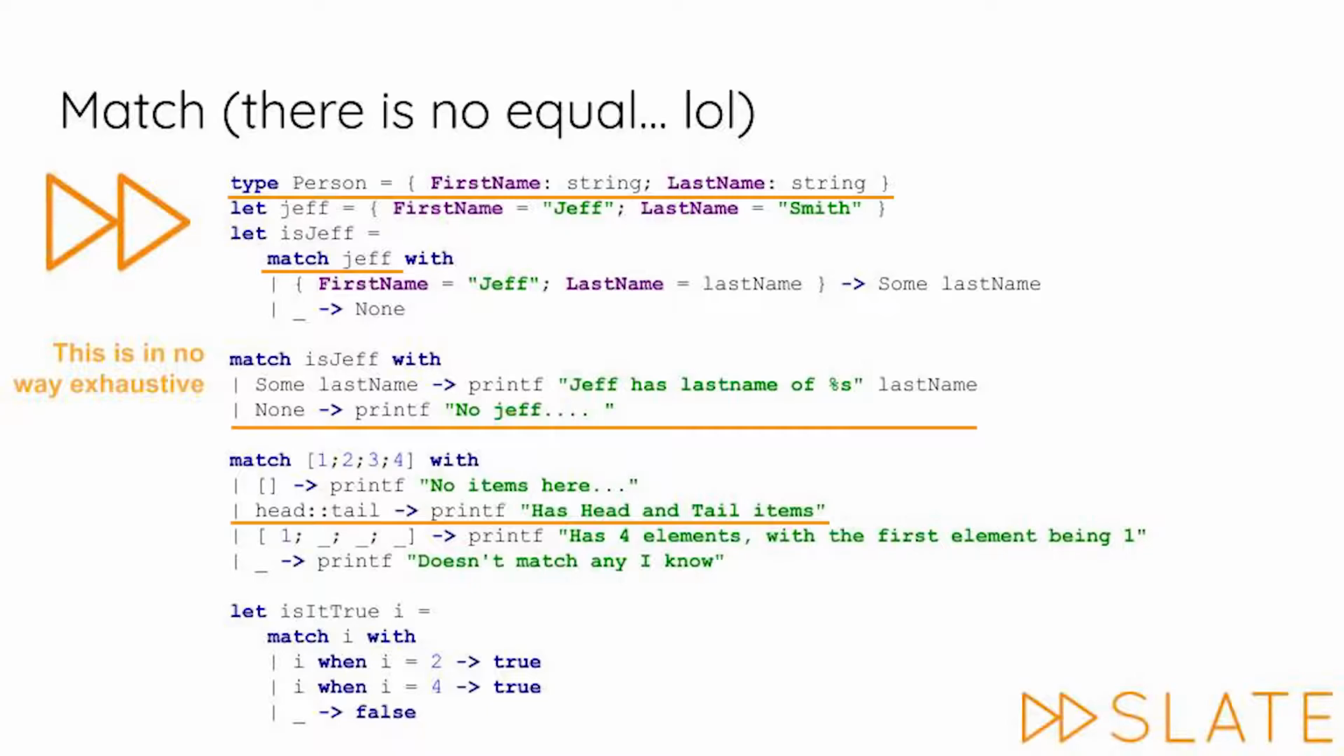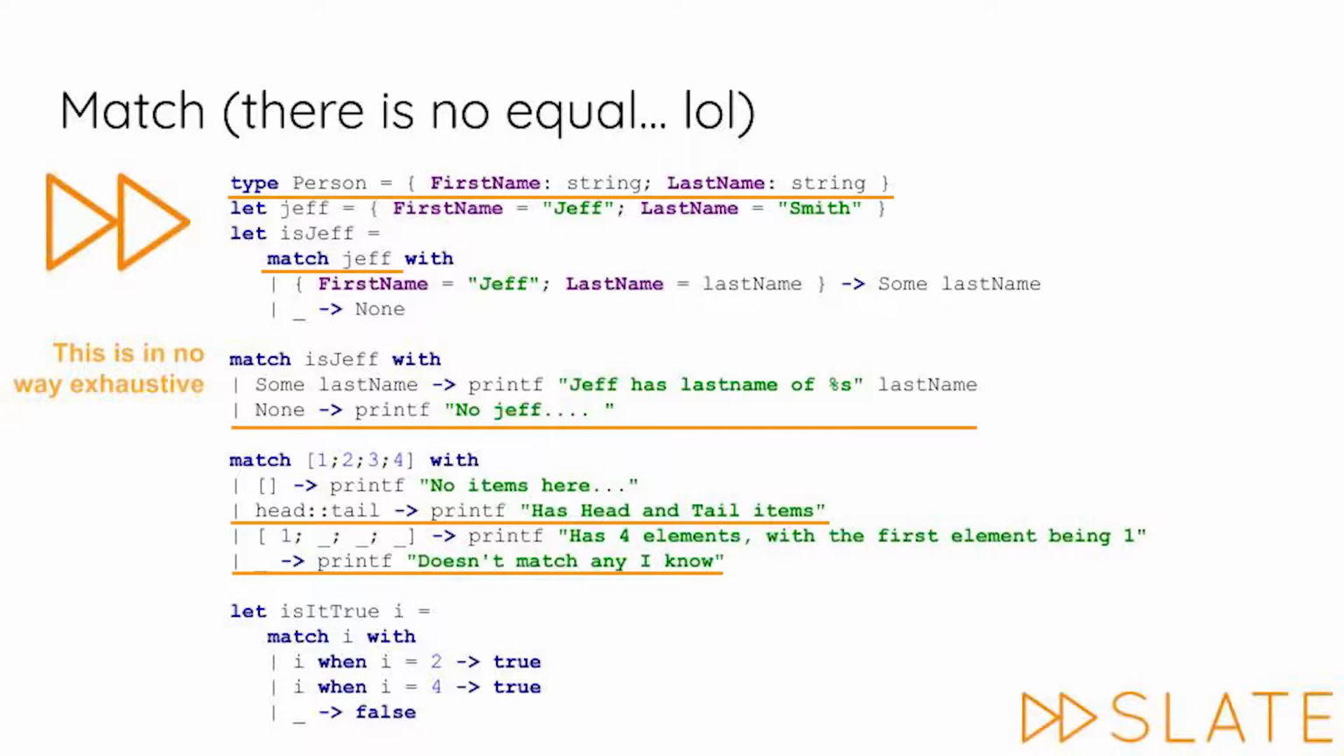So we've got a list of 1, 2, 3, 4. I can say no items. I can grab the head out of it, and then I can recursively put that through the same match again, which is quite nice. And then you've got this one, which is a very specific match. You say the first element's got to be 1, and there's got to be 4 elements in the sequence.